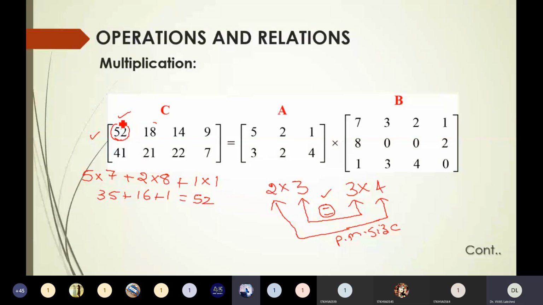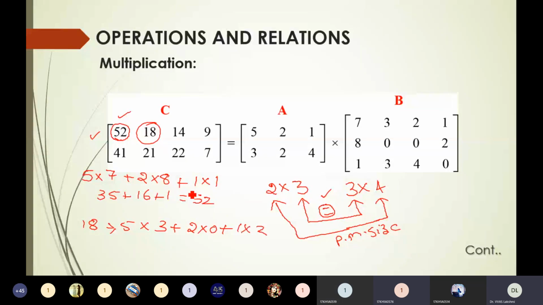Now this should come as 18. How does 18 come? This is the second value. So the first row is multiplied with the second column. So 5 into 3, plus 2 into 0, plus 1 into 3. 15 plus 0 plus 3, that is 18. Okay?